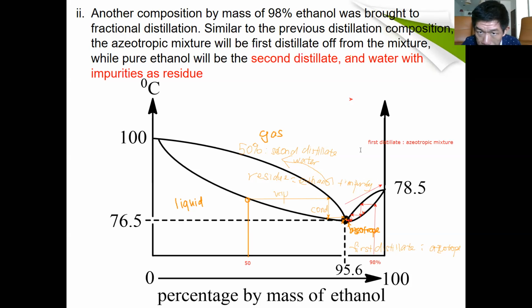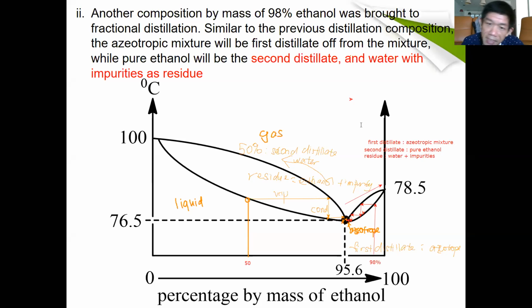Our second distillate will be pure ethanol. So this will leave our residue, sorry, as water plus impurities. Okay, so that is how you are going to apply fractional distillation for positive deviation.